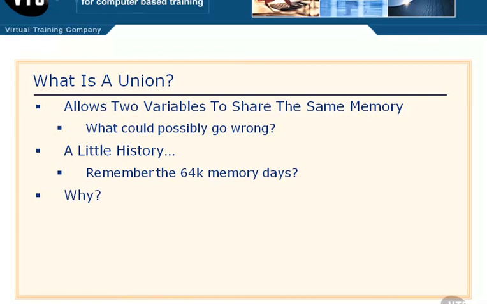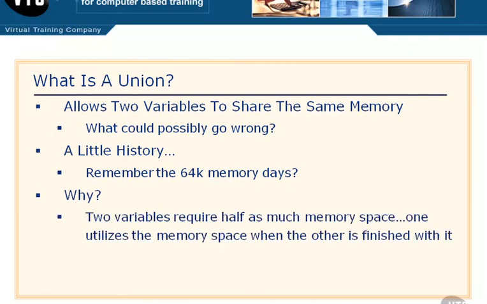So obviously we're not there anymore. We now have gigabytes of RAM on our machines. Why would we want to mess with these things? Well, it allows two variables to require half as much memory space, all right? And that's not that big a deal anymore with all the memory we have, but one can utilize the memory space when the other one's finished with it without having to initialize a variable and all that. So you can eke out just a little performance gain there. So that may be one reason you would use it now.